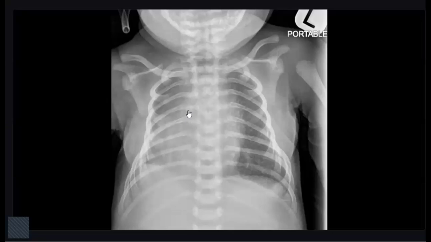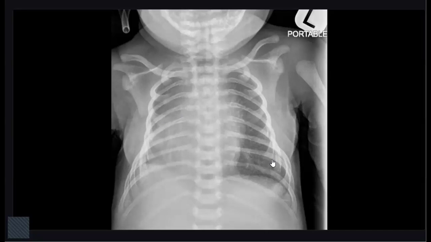This one I can show. The right heart border is obscured. Any other possibility? There is blunting of the right CP angle. There is a loss of lung volume also seen on the right side. There is hyperinflation of the left lung.